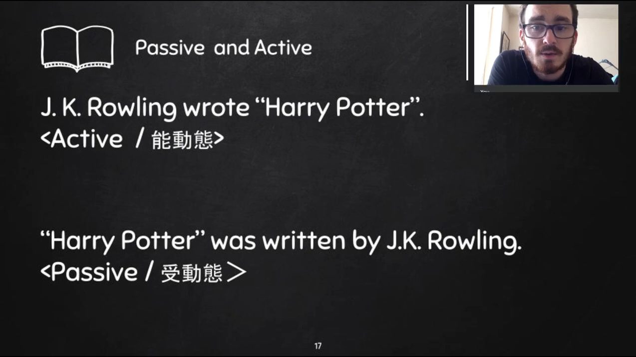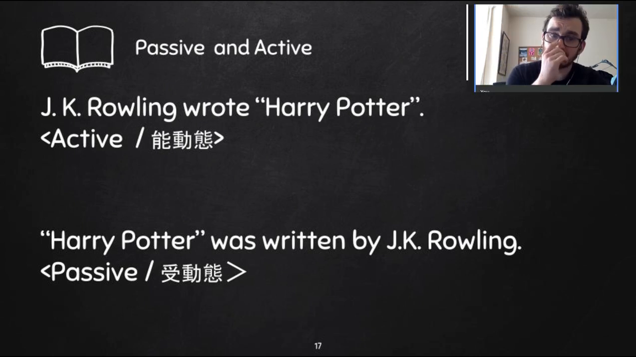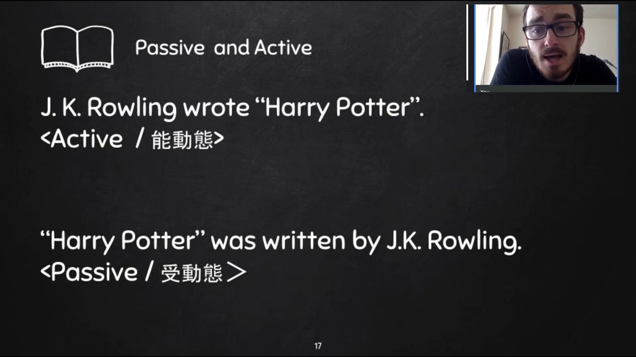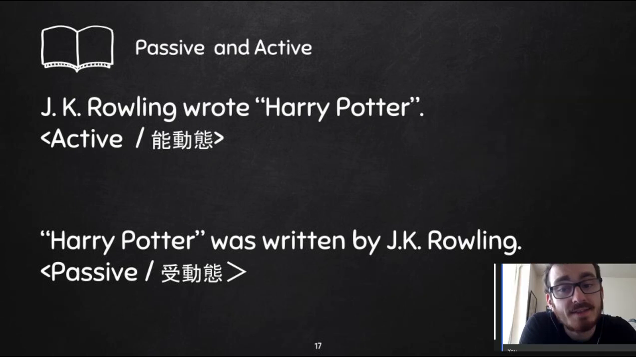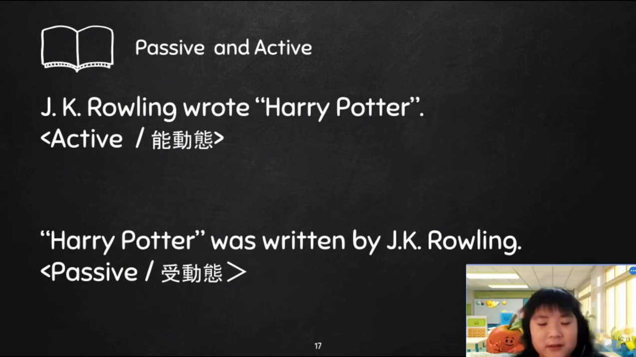So these are the two sentences, and I want you all to get out your notebooks and write this down. We have the active sentence at the top. J.K. Rowling wrote Harry Potter. And then the passive sentence below, Harry Potter was written by J.K. Rowling.